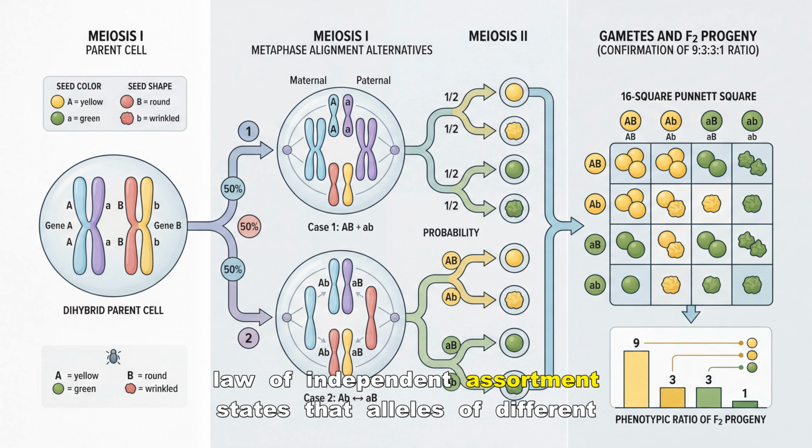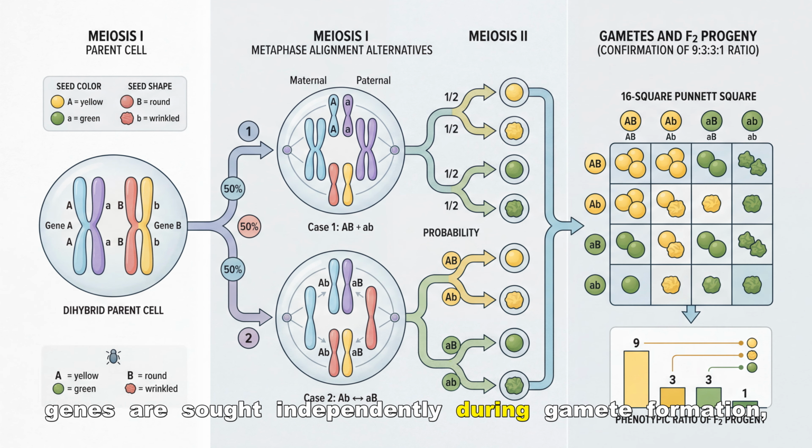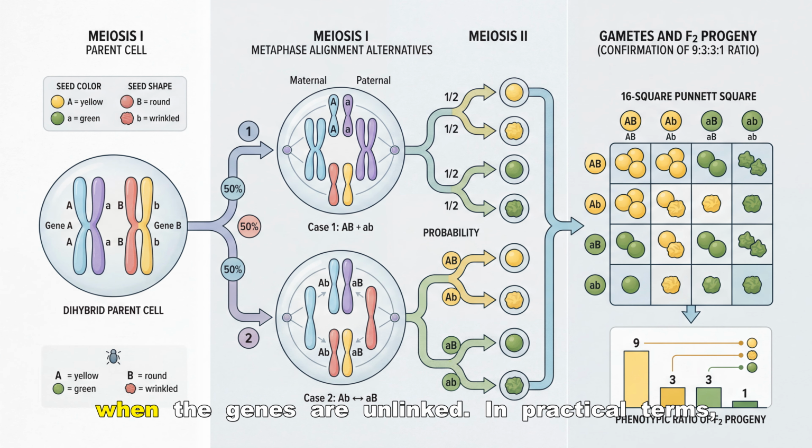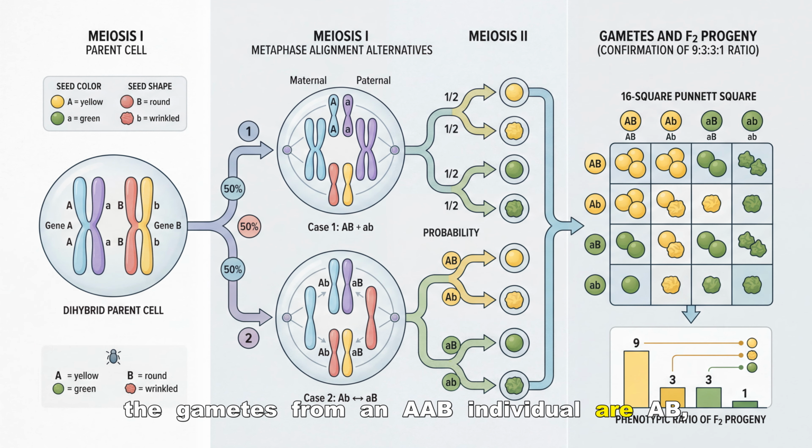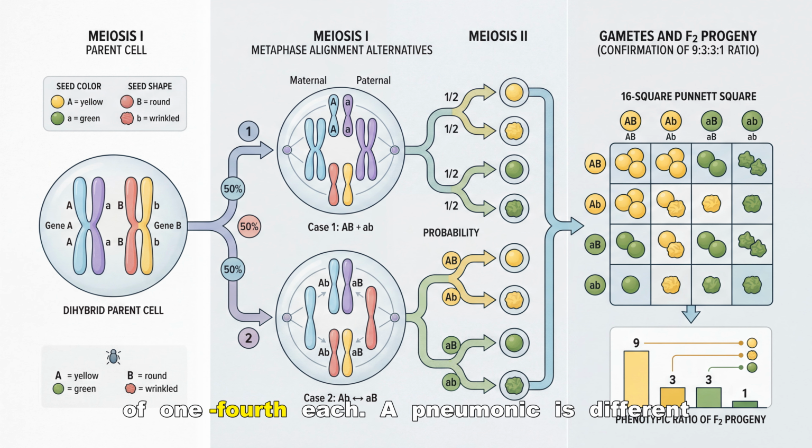Mendel's law of independent assortment states that alleles of different genes are sorted independently during gamete formation, when the genes are unlinked. In practical terms, if you track 2 genes, say A and B, on different chromosomes, the gametes from an AaBb individual are AB, Ab, aB, and ab in equal proportions of 1/4 each. A mnemonic is: different chromosomes, different fates.